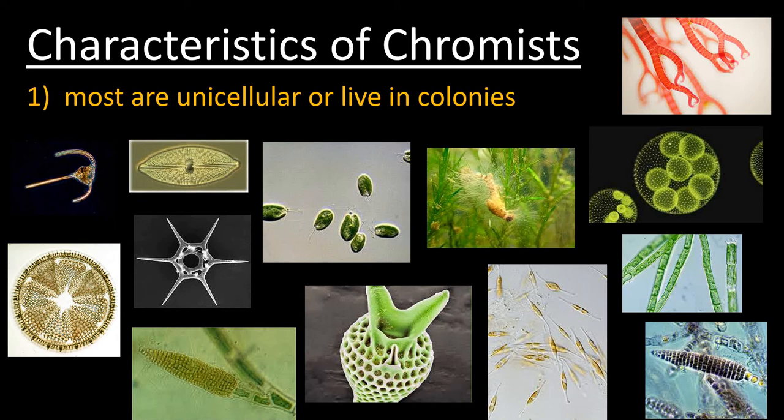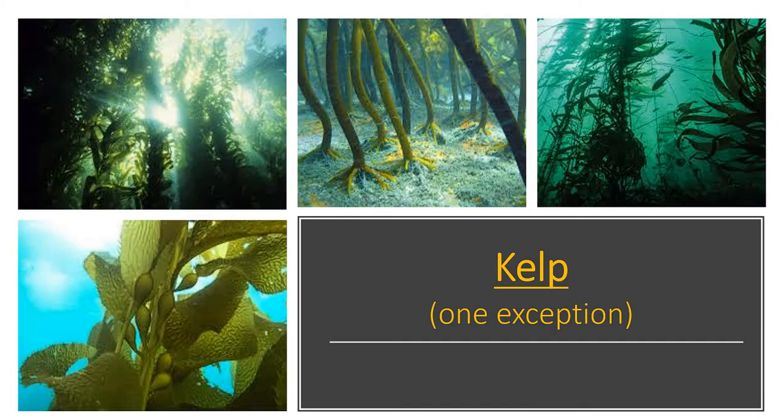There are such huge diversities that we're only going to be able to cover some of these things. And a lot of the things, in some ways, are similar to protozoa. For example, some of them have flagella and so on. But we'll see. Okay, but most are unicellular. A few live in colonies. And, of course, we have to have an exception to the unicellular or colonies, and that is kelp.